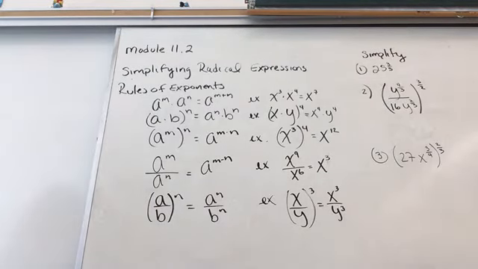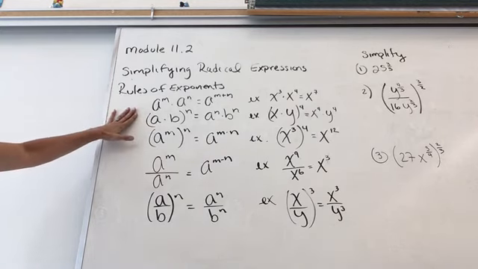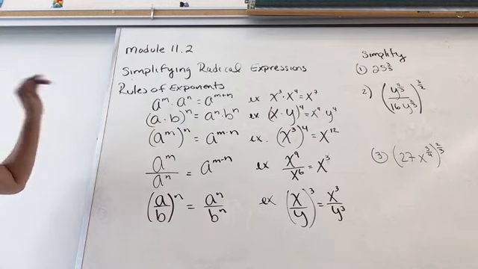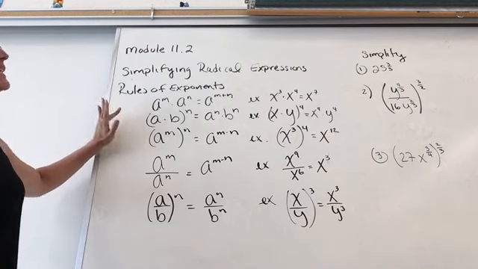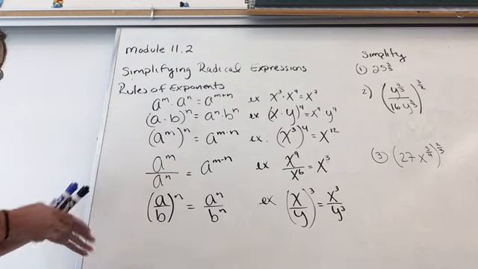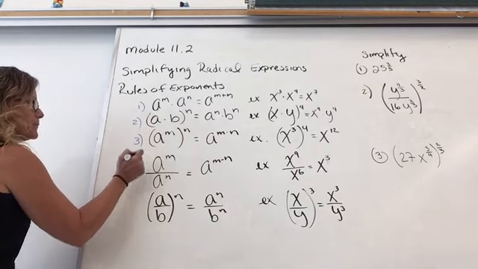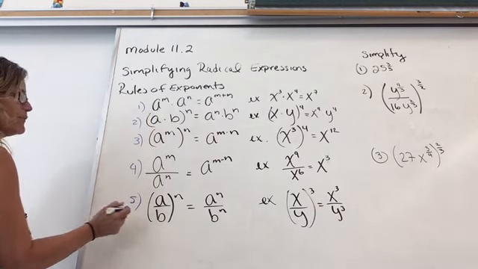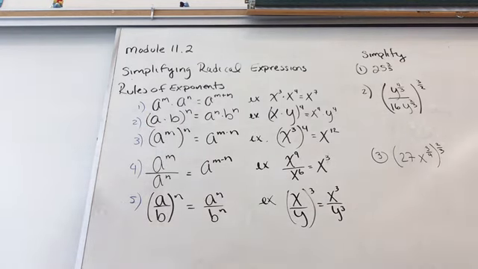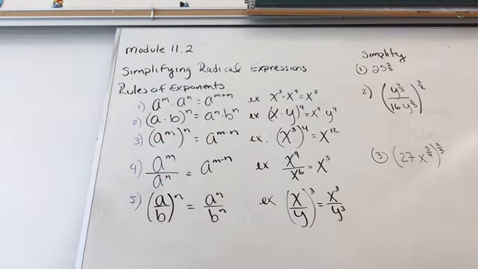All right, so simplifying radical expressions 11.2. We want to go over some rules of exponents, so please take a moment and orient yourself with the rules. So here are the different rules. There are 5 rules, and these are some written examples of those rules.